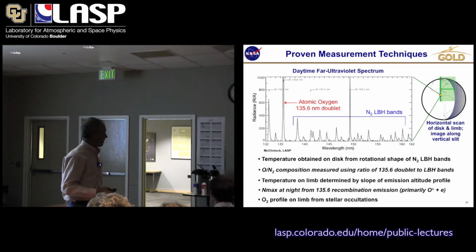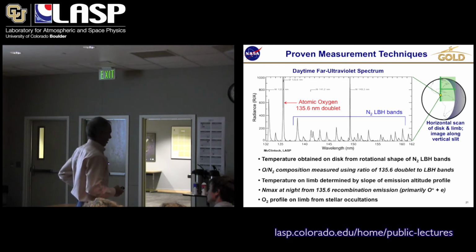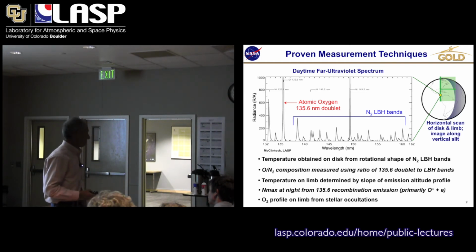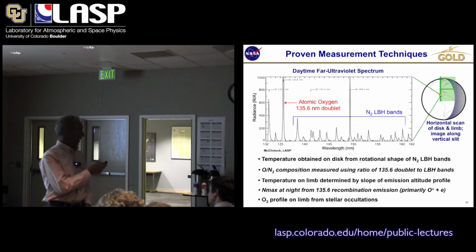So you're just using stars for calibration? Right. And actually for the O2 occultations, it's just a relative measurement of the star. Relative brightness of the star. That's what we're doing with the occultation. We can talk more later.